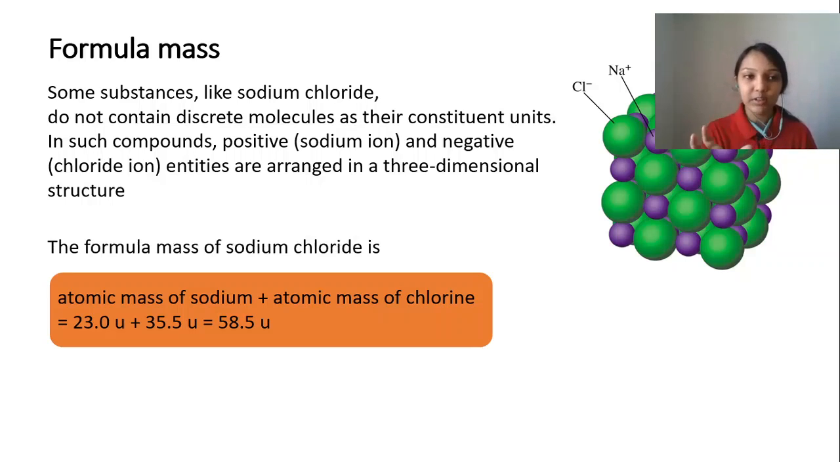So what they did was they formulated a formula mass, which is nothing but the mass of all the elements, that is, the atomic mass of sodium and the atomic mass of chlorine together give the formula mass of NaCl. The atomic mass of sodium is 23 U and the atomic mass of chlorine is 35.5 U, and together they give 58.5 U, which is the formula mass of NaCl.